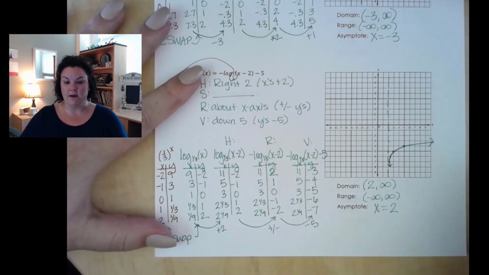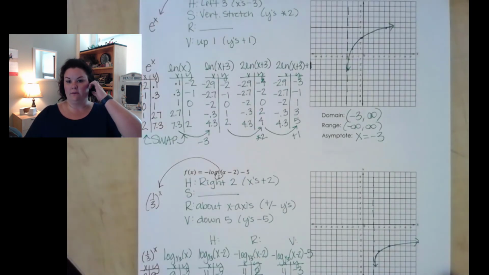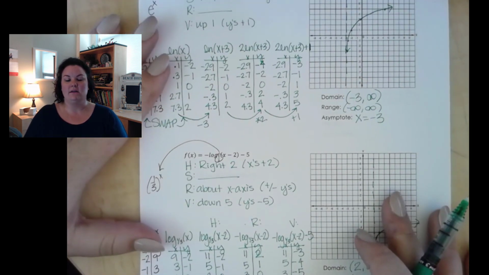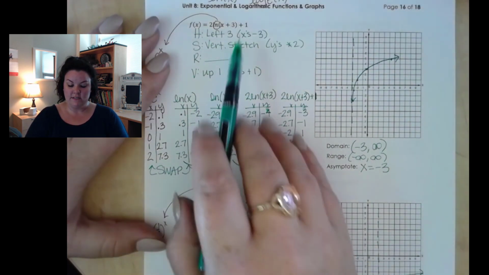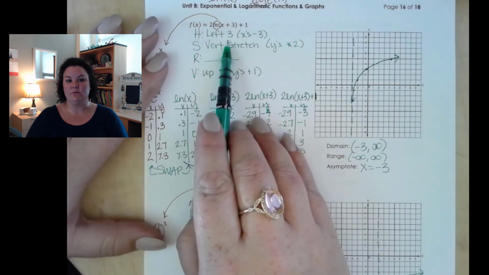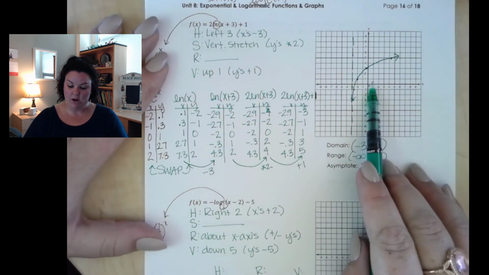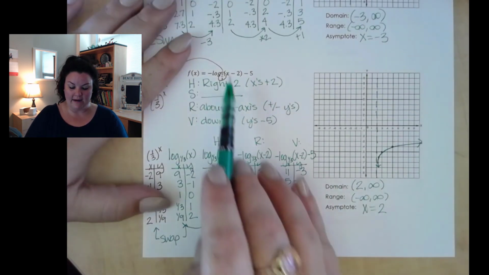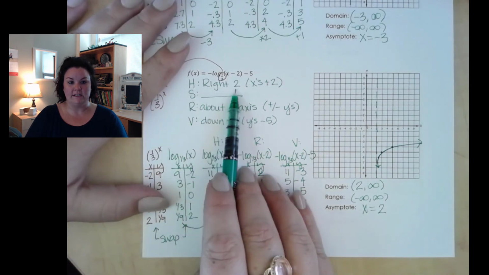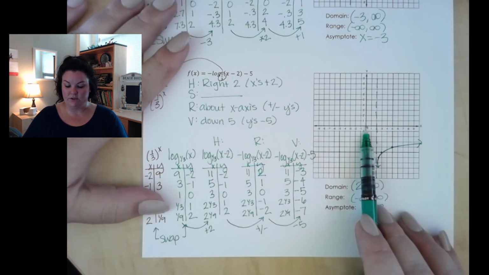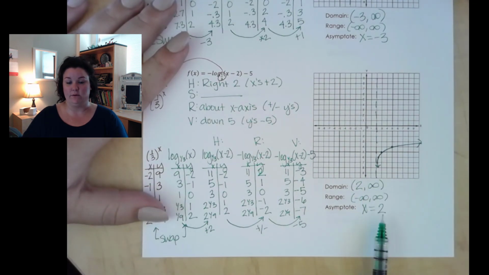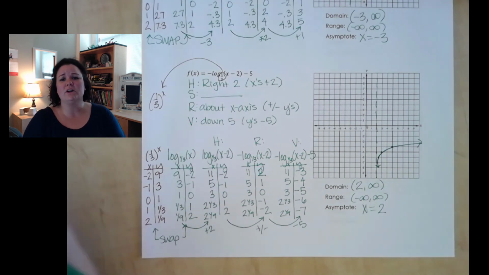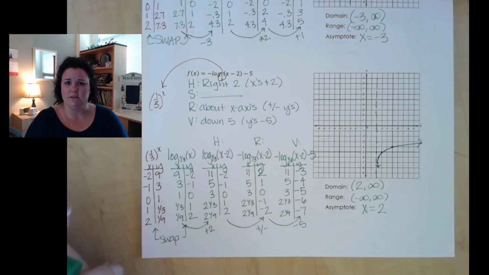Notice on both of these examples, my asymptote had a lot to do with my shift. This one, inside, when I moved left 3, that took my asymptote from 0 over to -3. Same thing on this next one. I had a -2 on the inside, which took me to the right 2. So I started at 0, I moved to the right 2, which put my asymptote at x equals 2. So that's just a little hint to help you figure out where your asymptote should be, if that's something that you're struggling with.